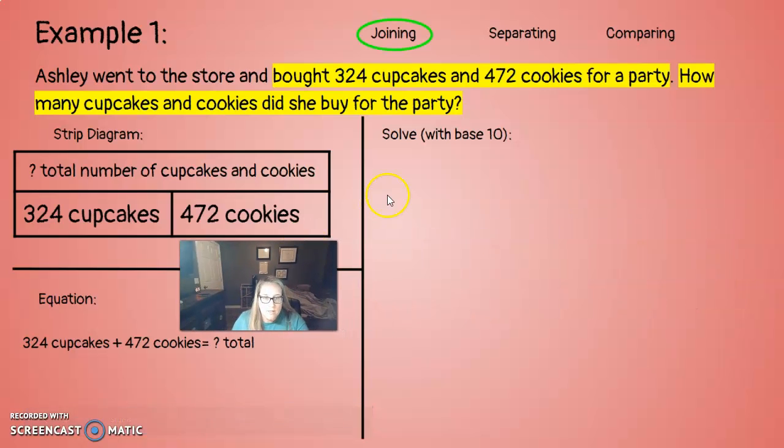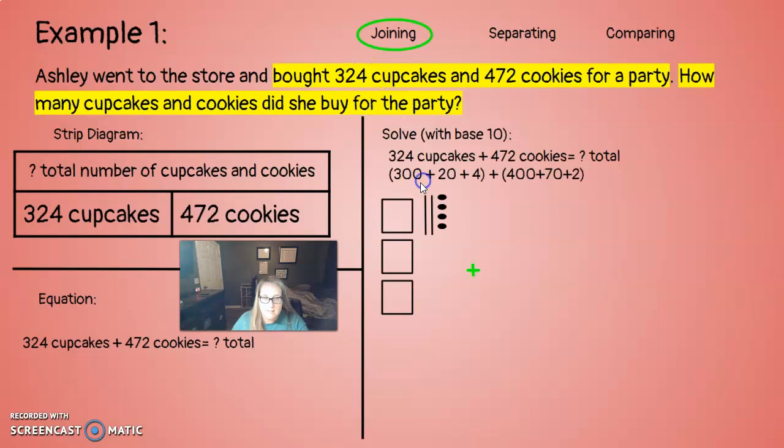Now the next thing we're going to do is we're going to solve, and I said with base 10. So we're going to use our base 10 blocks to help us. So the first thing we're going to do is we're going to actually model 324. So I'm going to need 3 hundreds, 2 tens, and 4 ones.